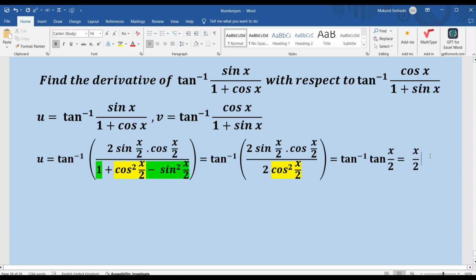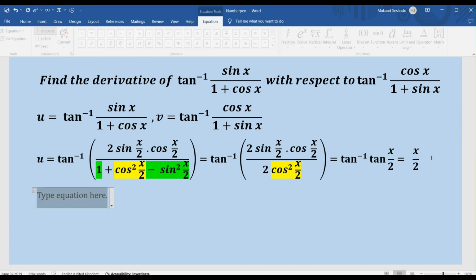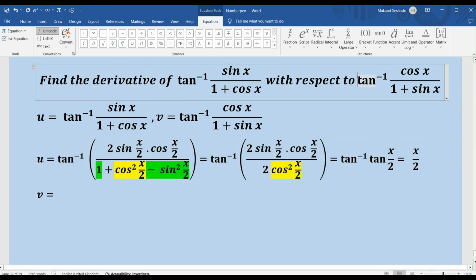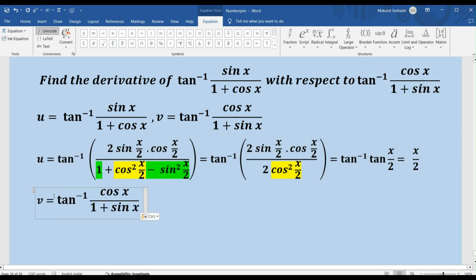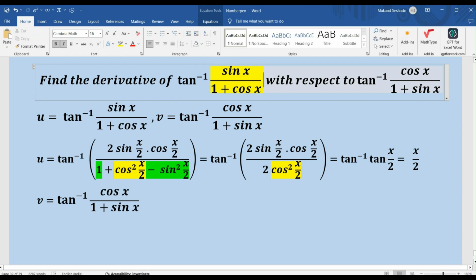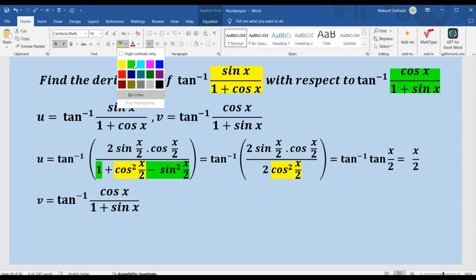Let's jump to our v. V equals tan inverse of cos x by 1 plus sin x, right? Observe this expression, and relate it to the first expression that we solved. Our first expression was sin x by 1 plus cos x, where we had to do a little bit of simplification to arrive at tan x by 2. And my expression now inside v is nothing but cos x by 1 plus sin x.